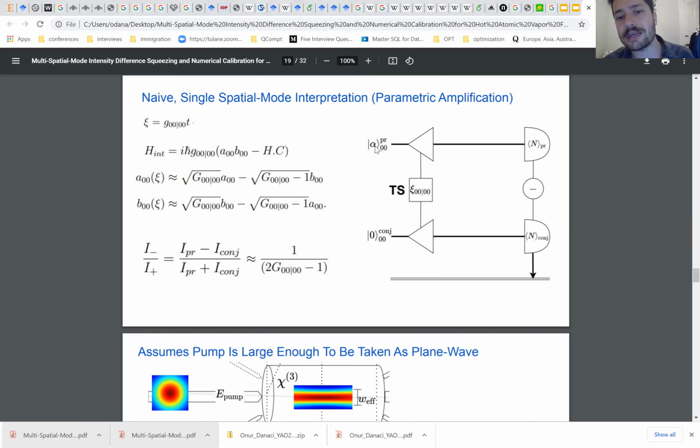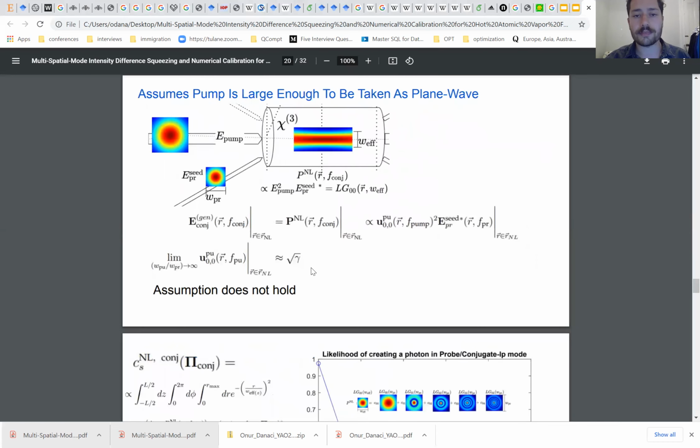is a coherent state alpha, and you are amplifying your probe and conjugate beams through gain. At the end, the naive interpretation is that the electronic difference is related to the gain, and you can calculate gain from that.